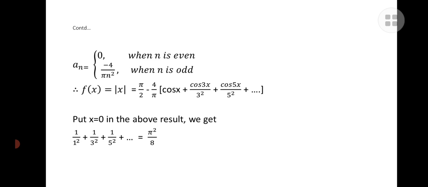Putting x is equal to 0, we will get the reduced form, that is 1 divided by 1 squared plus 1 divided by 3 squared plus 1 divided by 5 squared and so on is equal to pi squared divided by 8, because we know that cos 0 is 1.